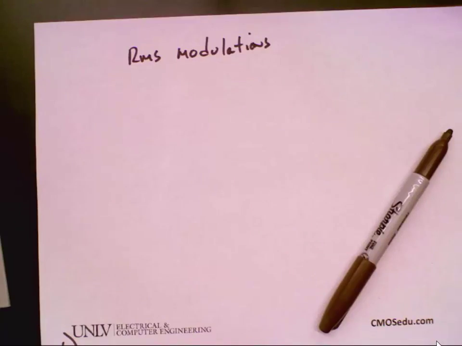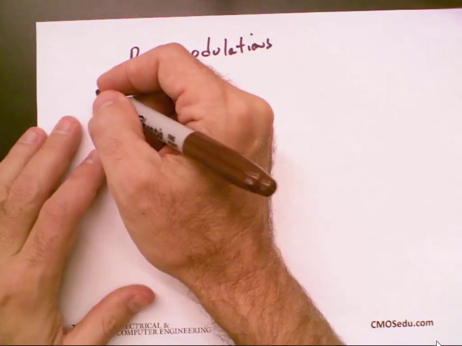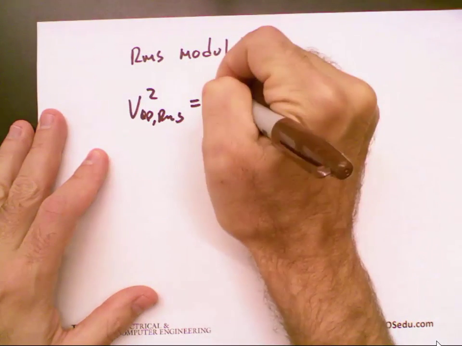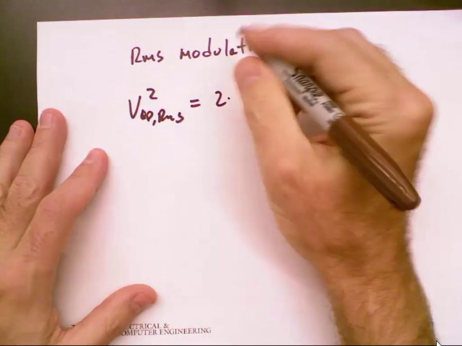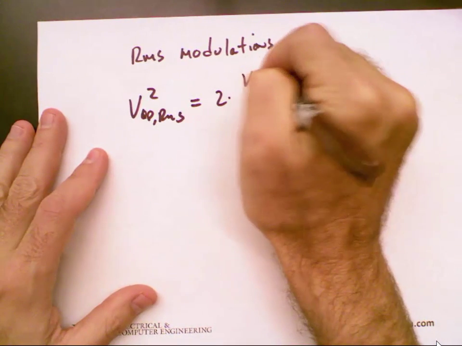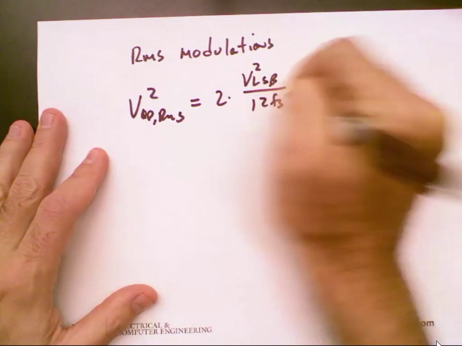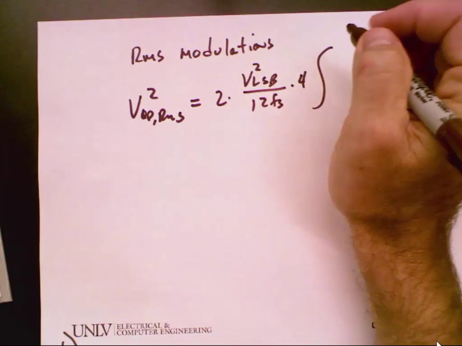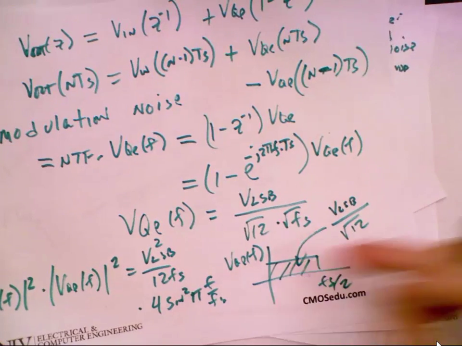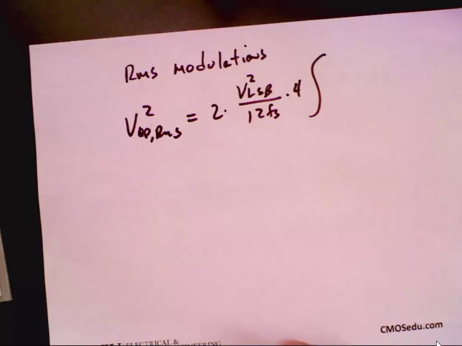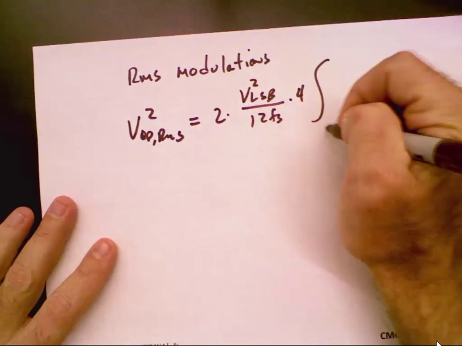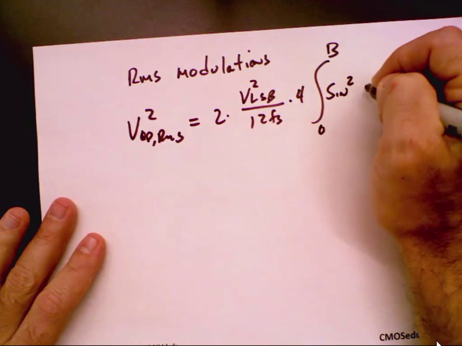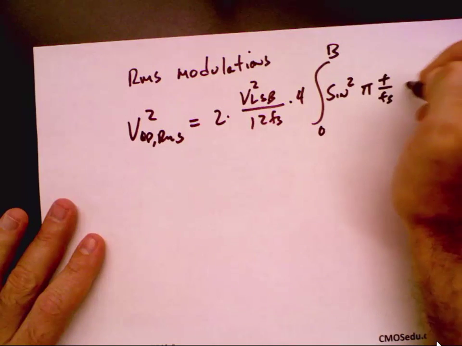Okay, so we can write that the modulation noise VQ, or the RMS noise, is, pull everything out twice because I'm using a one-sided spectrum, VLSB squared all over 12 Fs, which is VQE, times 4, pull the 4 out, which was from our little 4 here. And then we're going to integrate from 0 to B of sine squared of pi f over Fs df.